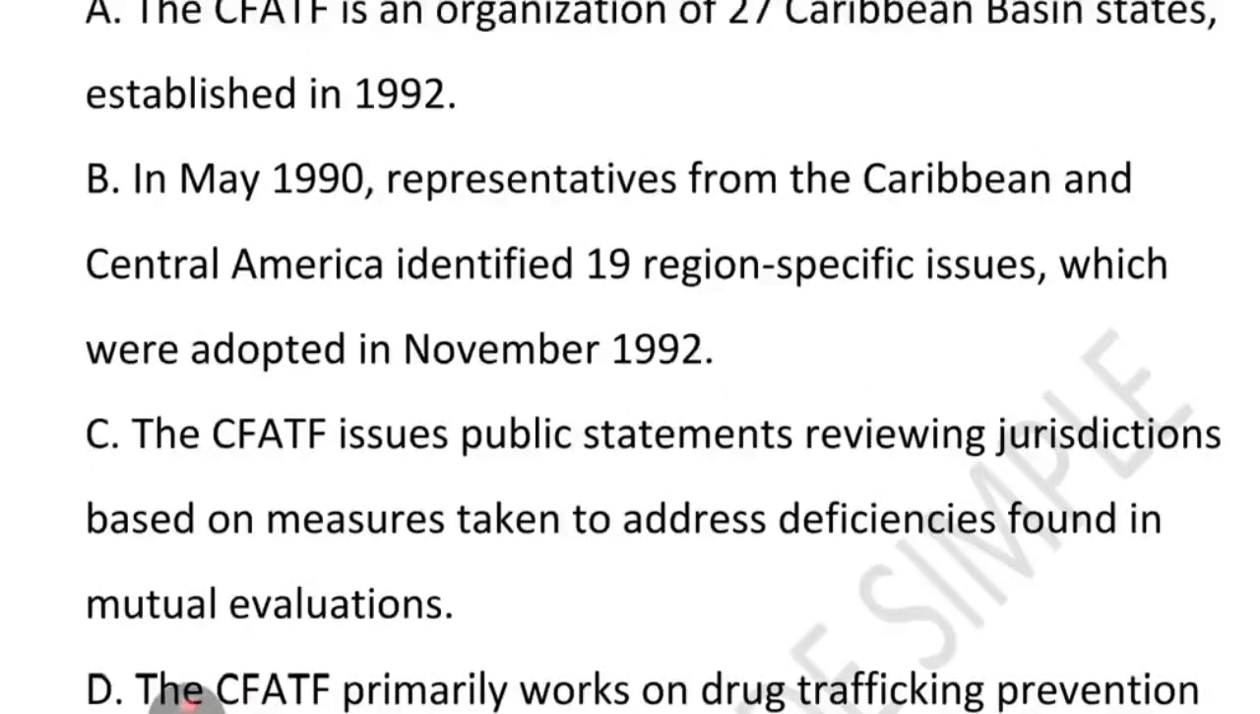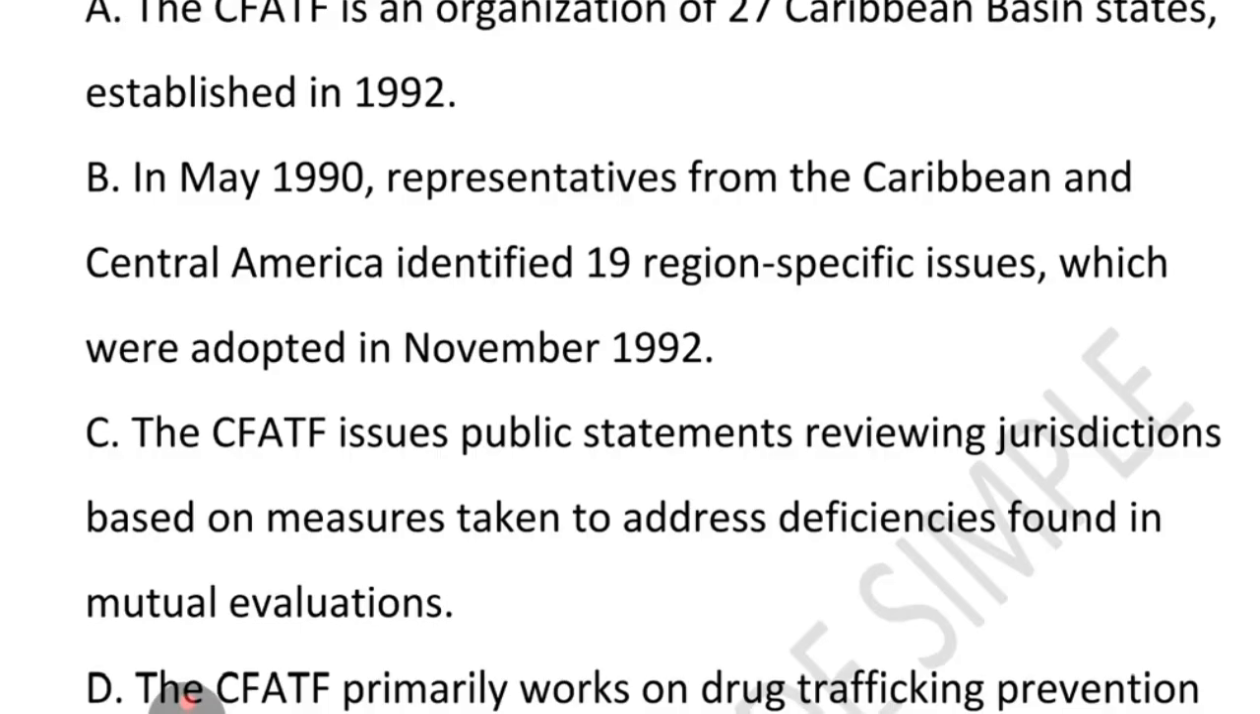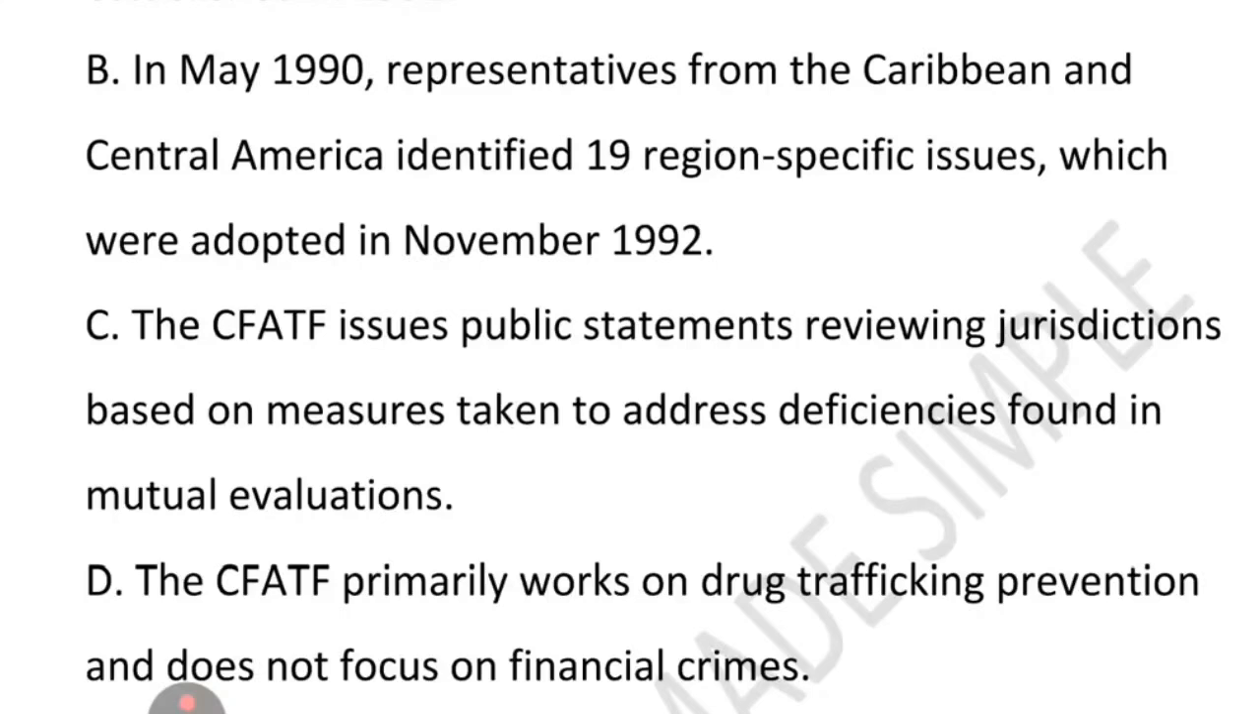What about option B? Option B says in May 1990 representatives identified 19 region specific issues adopted in November 1992. Is this correct? Yes, it is correct. What does this mean? It means that in the year 1990, Caribbean leaders listed 19 unique problems like cash heavy economy, tax haven. By 1992, these became official rules for the CFATF, like a team brainstorming solutions before launching a product. What about option C?